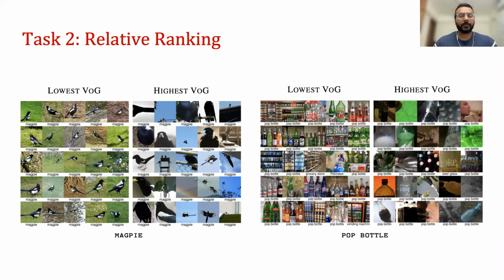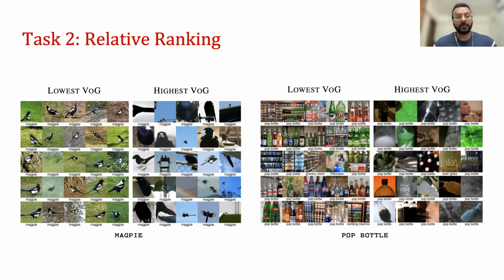What we show here is that if you rank the images for a given class, let's say the magpie or the pop bottle class, by their VOG scores relative to their class, then the low VOG scores contain objects which are usually centered. In the magpie class, the lowest VOG scores are always for images where the magpie is in the center of the image and has a very clean and simple background. Whereas images with high VOG scores comprise magpie images where the bird is zoomed in, or there are some augmented versions of the bird, right?